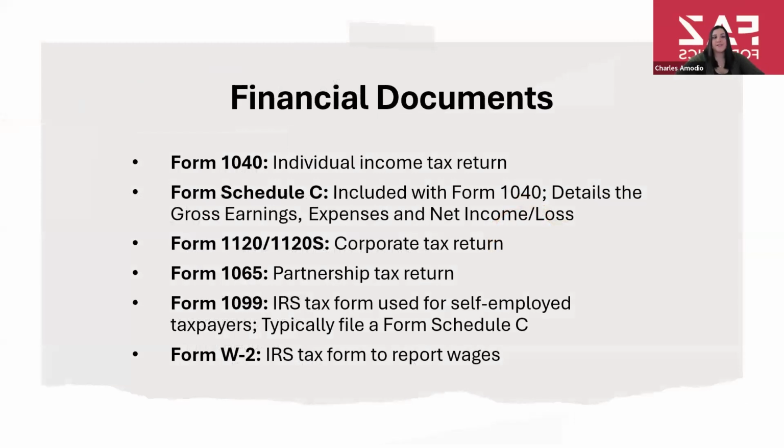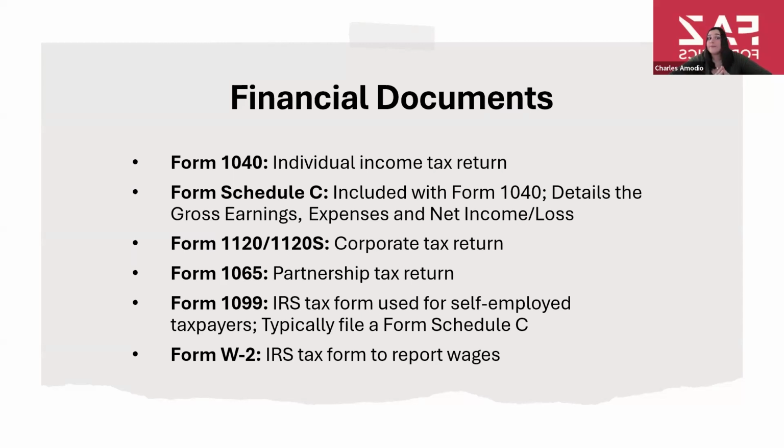So now to get into some of the financial documents that we typically take a look at when analyzing these claims. The first one I have on here is the Form 1040, or the individual income tax return. This is what we see probably 75% of the time. Most people who are self-employed will file what we call a Form Schedule C. This is included with the Form 1040, and it details the gross earnings, expenses, and the net income and loss from somebody who is self-employed.